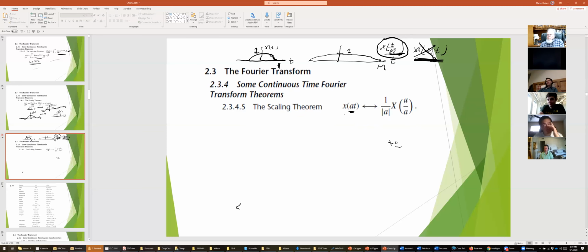How would you prove this? Well, you would prove this as you do for anything. All of these proofs in Fourier analysis have to do with using definitions and using changes of variables. X of AT here, we know has a Fourier transform of X of AT, e to the minus j 2 pi ut.